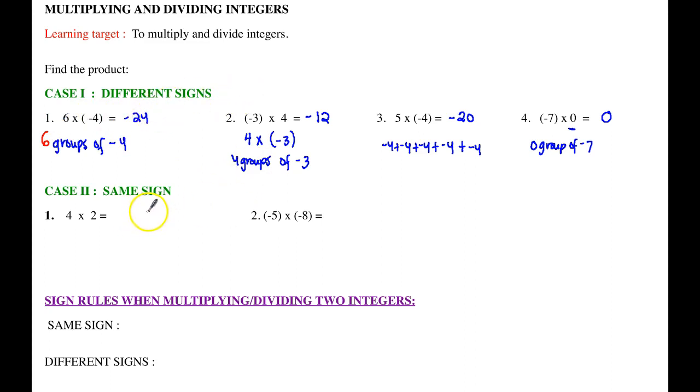The other case is when you have the same sign. Problem number 1, you know how to do this. You've been working with positive numbers ever since, and this is just 4 times 2, 4 groups of 2. So you know that equals 8. So that's positive 8. You don't have to write positive because when there's no sign right in front of your number, the default is positive. Okay, what if you are multiplying integers and they're both negative? How do you do that?